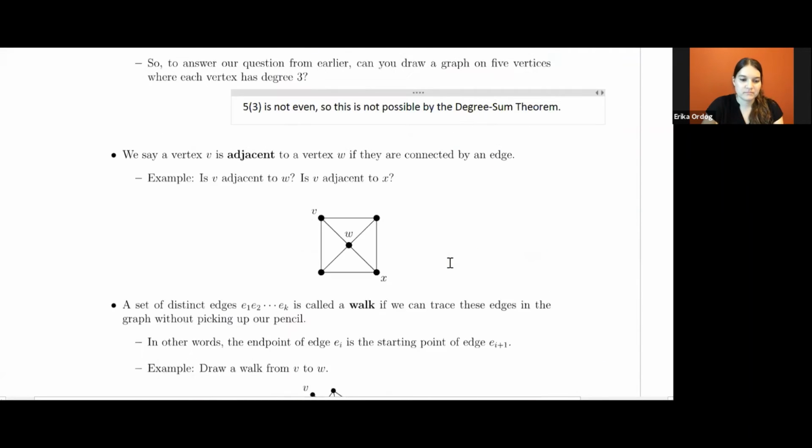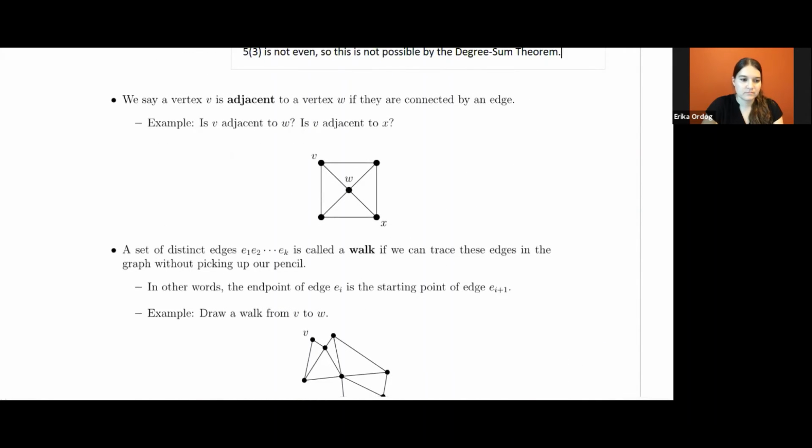Okay, so now we say a vertex V is adjacent to a vertex W if they're connected by an edge. So in this example, is V adjacent to W? Well, V and W are connected by an edge, so the answer is yes. And that's a single edge. But is V adjacent to X? Well, we can get from V to X by following multiple edges, but there's no single edge that connects V and X, so they're not adjacent.